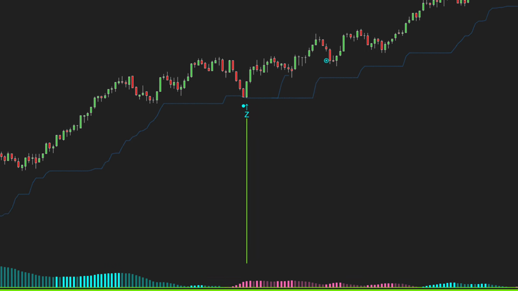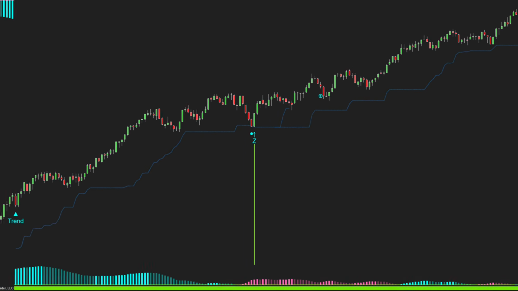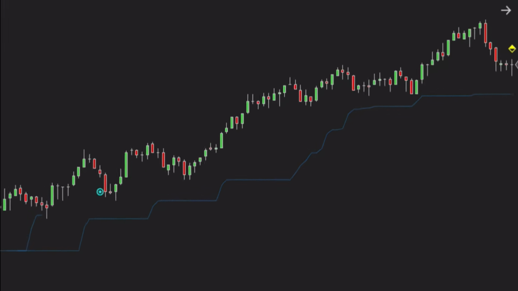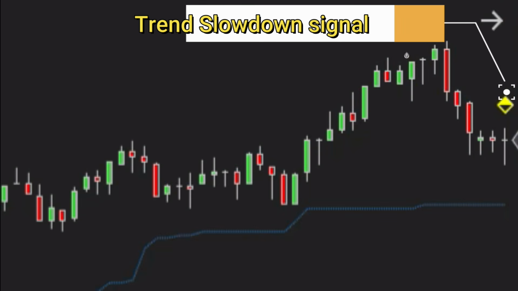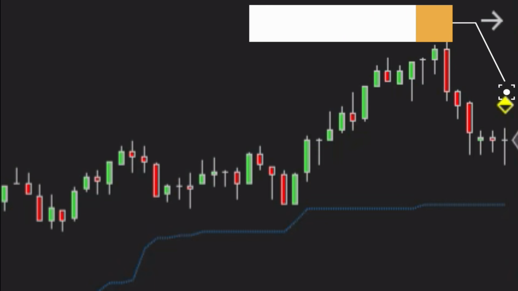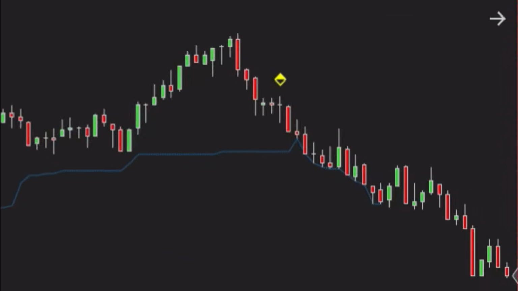And we have a trend slowdown signal. This is a warning that the previous bullish trend is weakening or maybe reversing. Note that this is only a warning signal, so it does not guarantee that the market will reverse immediately after it appears.